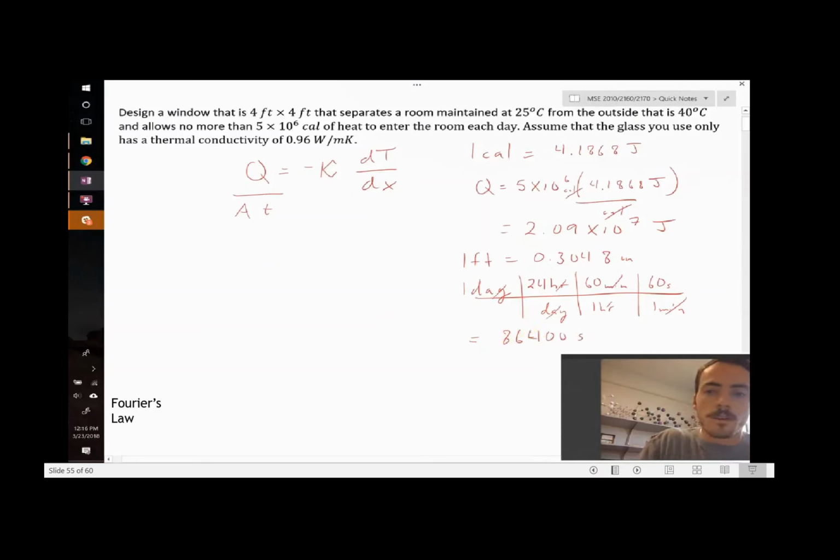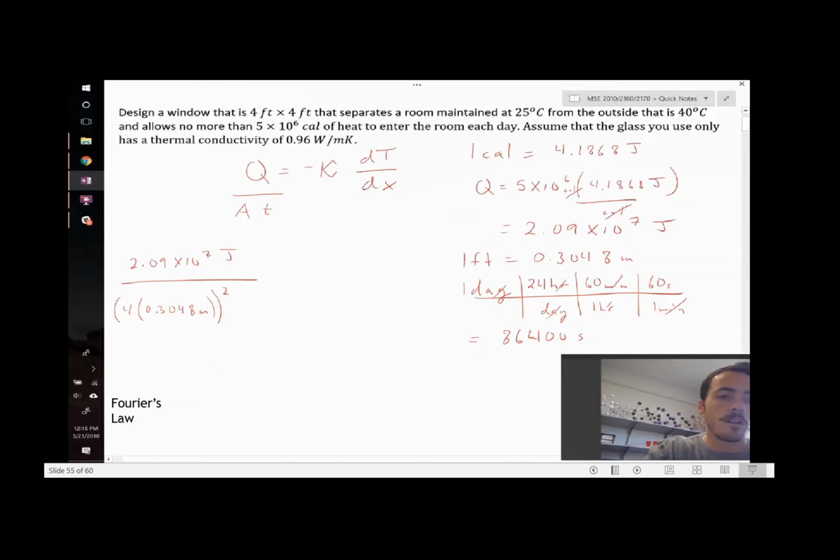86,400 seconds. Okay, so now that we've done those conversions, we are ready to get started. So let's write out Q over here. Q on our left-hand side is 2.09 times 10 to the 7th joules, divided by 4 times 0.3048 meters to turn that into meters. That whole thing is going to be squared.